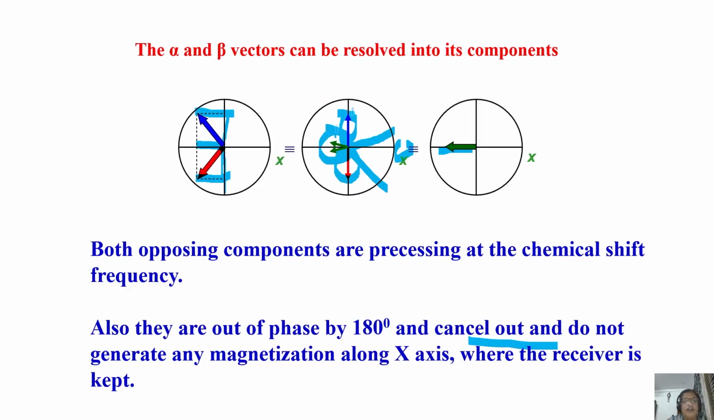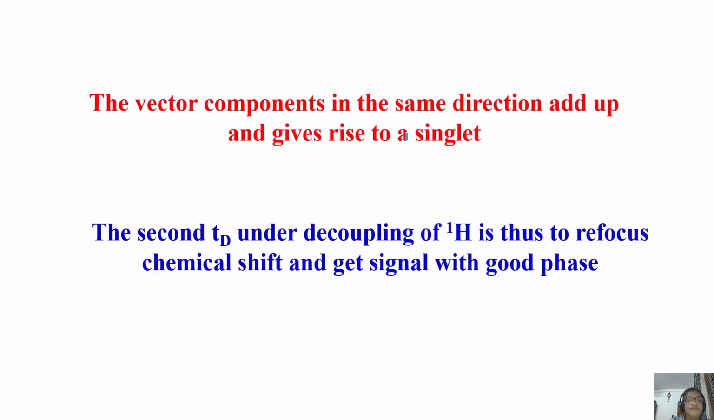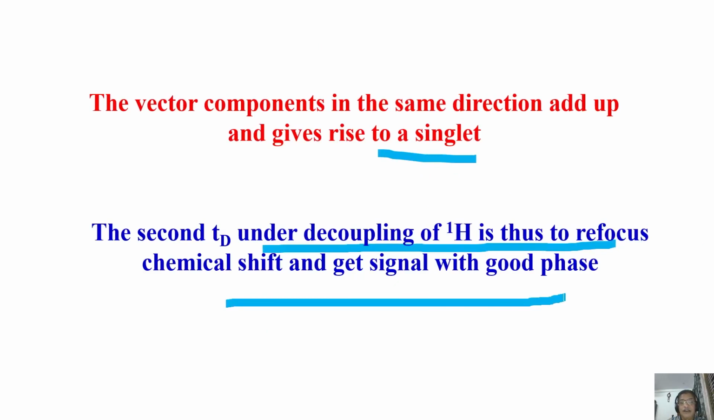Alpha and beta vectors are now resolved into their vector components. Opposing components get nullified. The components moving in the same direction along one of the axes, the non-opposing components, start adding up. Okay, and that is the one which generates signal in the receiver. The vector components in the same direction add up and give a singlet, and the second TD and the decoupling of these two vectors is applied to refocus the chemical shift and get a good signal phase.